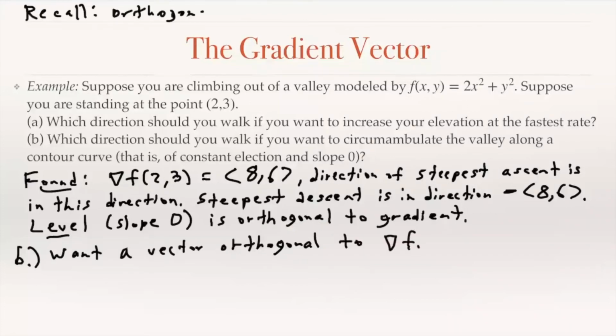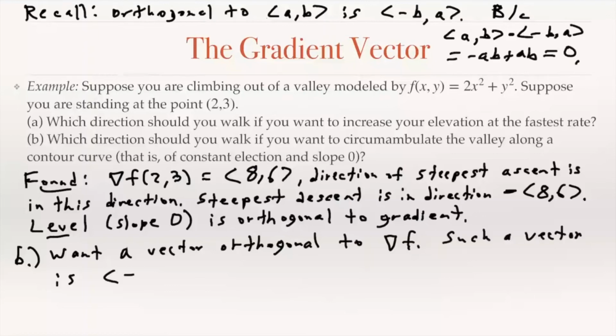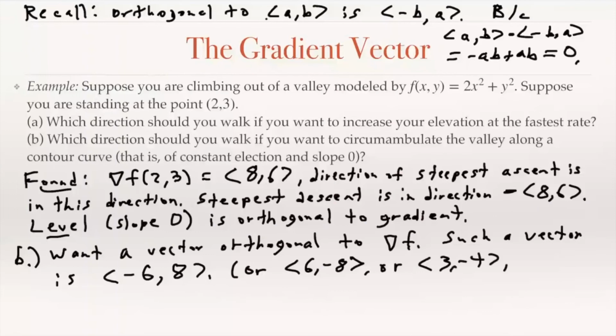Well, recall that orthogonal to a vector a, b is the vector negative b, a. That's in general because (a, b) dot (negative b, a) is negative ab plus ab, which is 0. So such a vector is negative 6, 8 or 6, negative 8 or 3, negative 4. These are all in the same direction. All of these are parallel and in the direction of slope 0 because they're all orthogonal to the gradient vector.